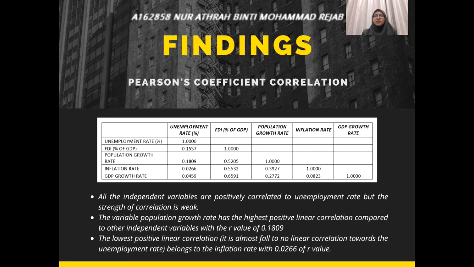The variable population growth rate has the strongest positive linear correlation with the unemployment rate compared to other independent variables, with the R value of 0.1809, followed by the variable FDI with an R value of 0.1557, and GDP growth rate with an R value of 0.0459, while the lowest positive linear correlation, lowest here meaning almost no linear correlation towards the unemployment rate, belongs to the inflation rate with 0.0266 R value.